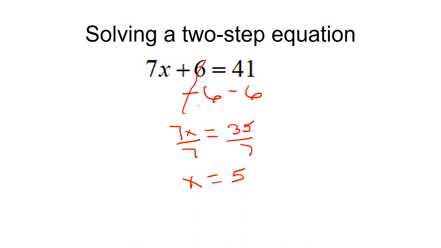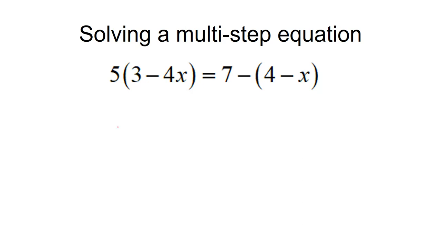Again, we can always go back in and check the answer. 7 times 5 is 35. 35 plus 6 is 41. 41 equals 41. So we'll get into a little bit more challenging problem here, where we see parentheses.